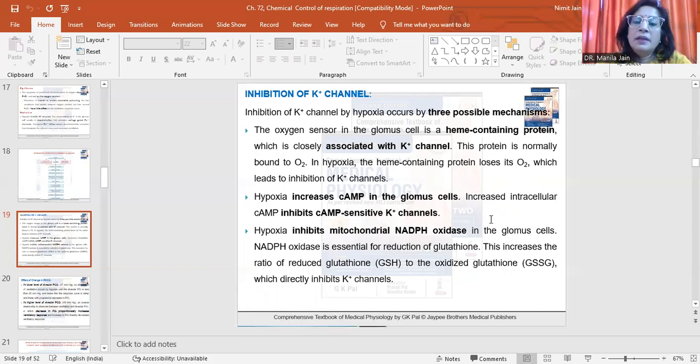So, to conclude, we have seen how the chemical regulation of breathing occurs. At the end of the lecture, we are able to tell the role of the peripheral chemoreceptors and the central chemoreceptors, where they are located, and the mechanism of the effect of CO2, hypoxia, PCO2, and pH. How the pH is affected and the mechanism associated, we have seen with the potassium channel inhibition. Hypoxia increases cyclic AMP. Hypoxia inhibits mitochondrial NADPH oxidase in the glomus cells.